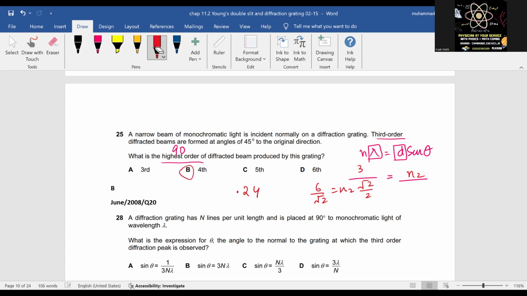Let's say assume that n2 is coming 4.8. In that case, you're not allowed to round up. You cannot go to the fifth order because the fifth order is incomplete, so you still say it is the fourth order, not the fifth order. Clear? Getting that? Yeah. Fine.